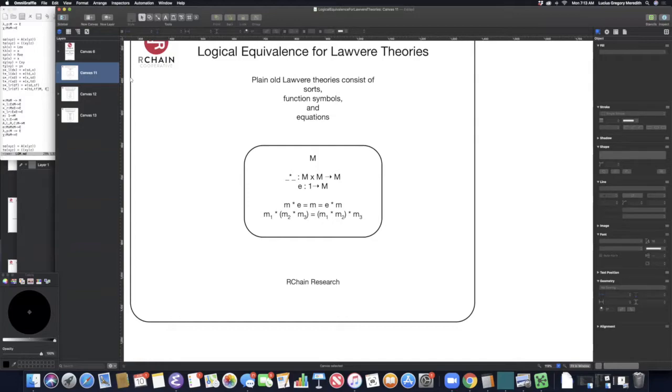So a plain old Lawvere theory comes with sorts like M for the elements of the monoid. It comes with function symbols like the identity E and the multiplication star. And then it comes with some equations, like that the identity serves as an identity for the multiplication, and the multiplication is associative. All of that should be bread and butter, but I just want to check in and make sure that all of that makes sense. I've written that down on the screen. That's what's showing. Hopefully this makes sense.